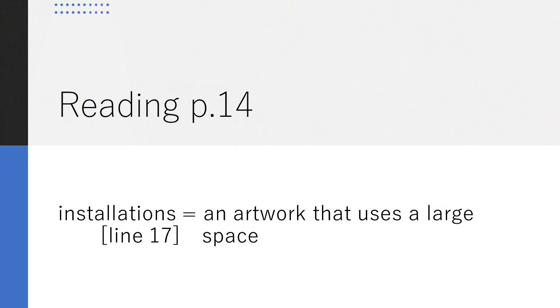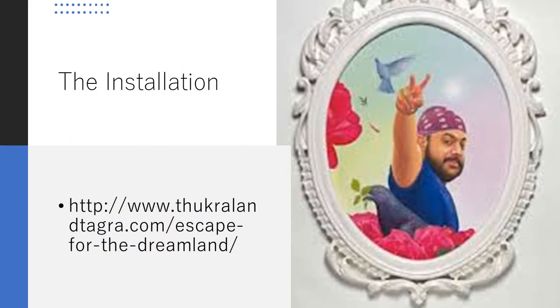Even though in this chapter we just focus in on one particular painting, the Morpheus Two Pigeons painting that appears in the installation. Okay. Again, check out Tukral and Tagra's website, and you can see the pictures of the full installation. You can find it online.